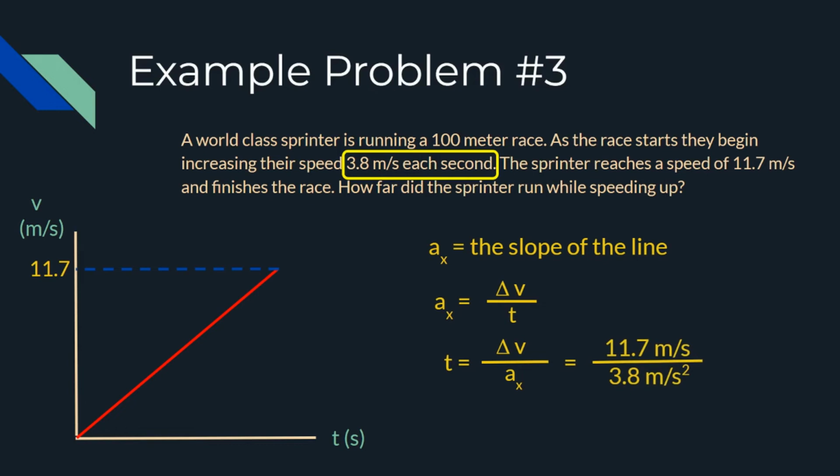11.7 divided by 3.8. We can see that meters cancel out. The seconds cancel out one of them, leaving us with 1 over inverse seconds, which is a unit of seconds. And we can see that it takes 3.08 seconds for the sprinter to reach maximum speed, which now we can put on our graph.